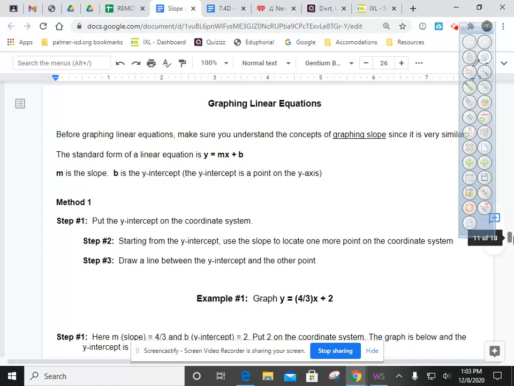Before graphing linear equations, make sure you understand the concepts of graphing slope since it is very similar. The standard form of a linear equation is y equals mx plus b. M is the slope, b is the y-intercept. Y-intercept is a point on the y-axis. We've already talked about that.